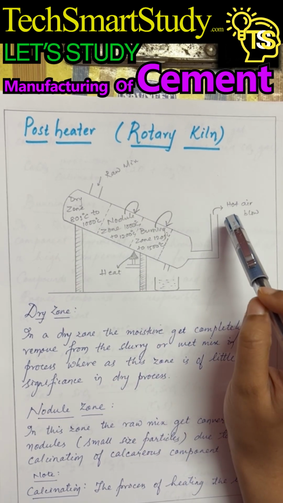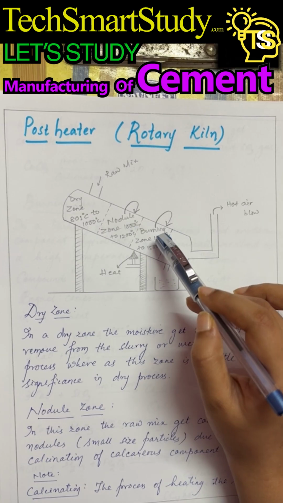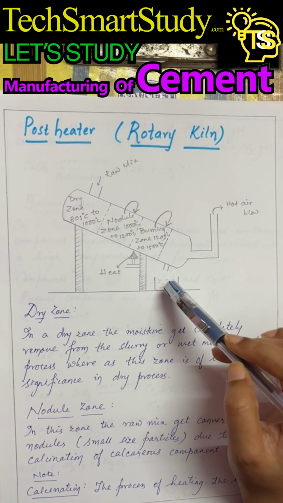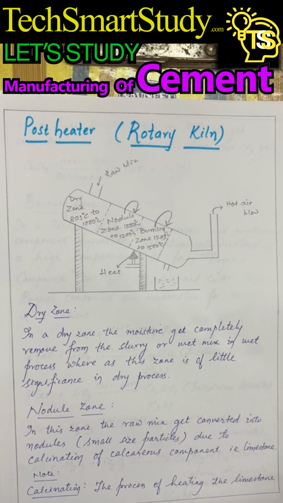Now from here the hot air is blown and here it is heated in the burning zone. Then after burning, the compounds get collected in this container. The first zone, that is the dry zone. In the dry zone, the moisture gets completely removed from the slurry or wet mix in the wet process, whereas this zone is of little significance in the dry process.